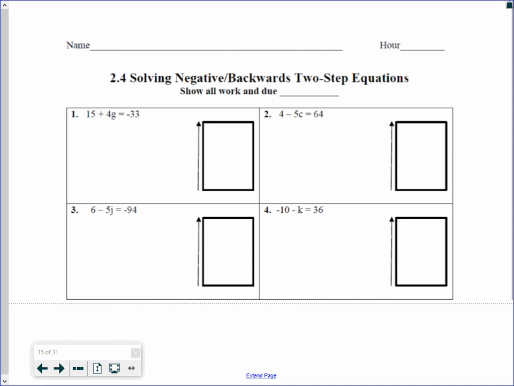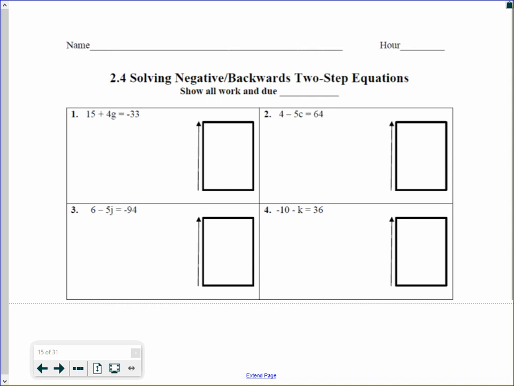Hi guys, this is Mr. Call. We're just going to go ahead and do homework help for homework 2.4, solving negative and backwards two-step equations. Again, we're using the box on these. So let's go ahead and get started.